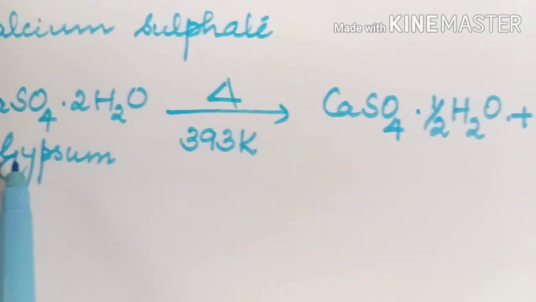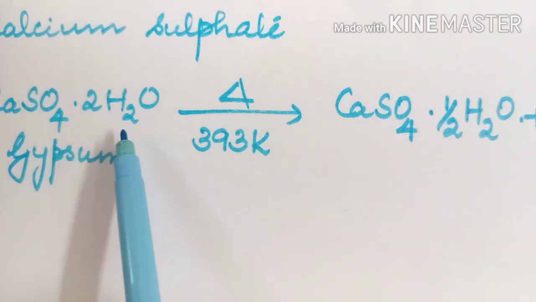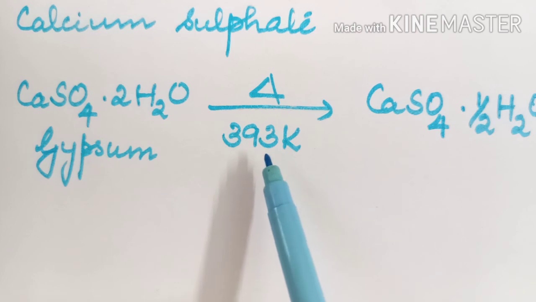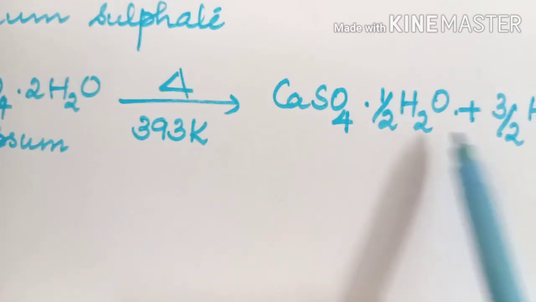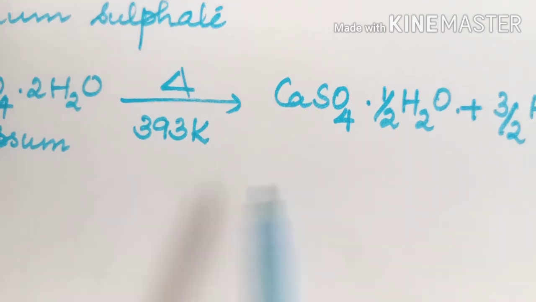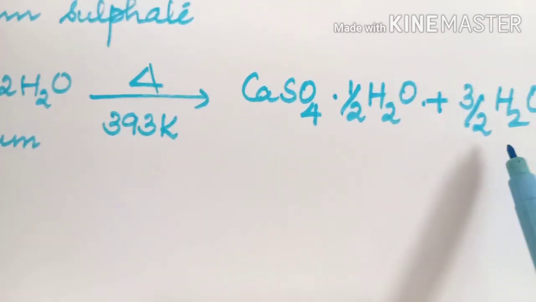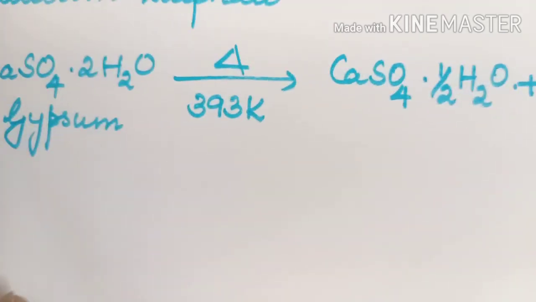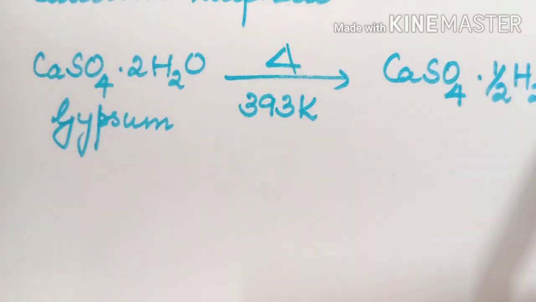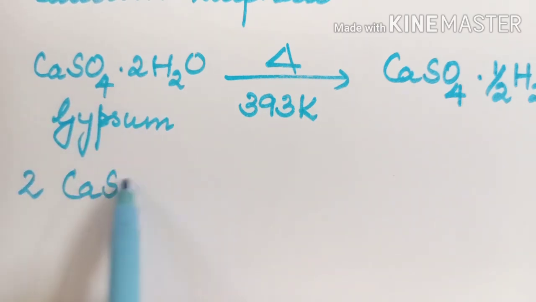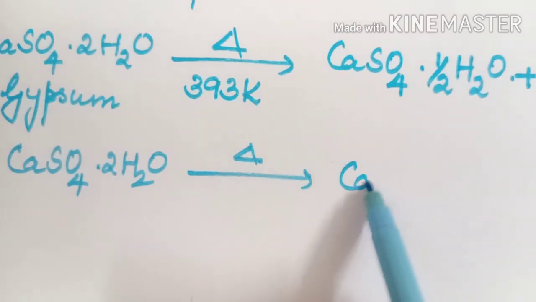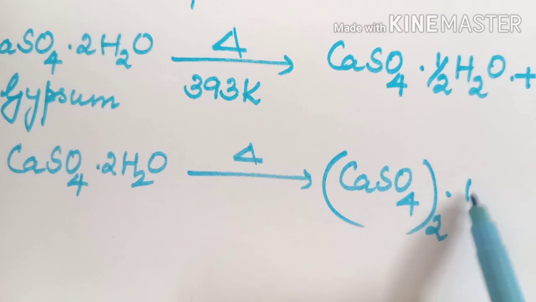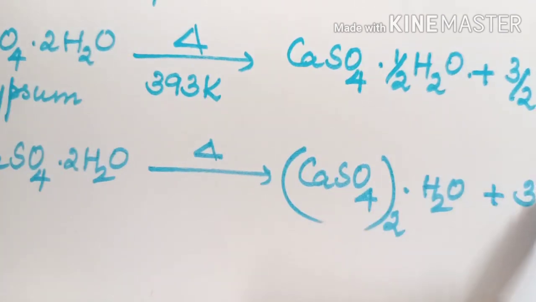Is it clear? So calcium sulfate dihydrate, that is gypsum, on heating undergoes dehydration to form CaSO4 half H2O plus 3 by 2 H2O. We never get the compound with 3 by 2 H2O, so to balance the equation, we have to take twice the quantity. So that is 2 CaSO4 2H2O. On decomposition, it forms 2 CaSO4 half H2O plus 3H2O. Hope it is clear.